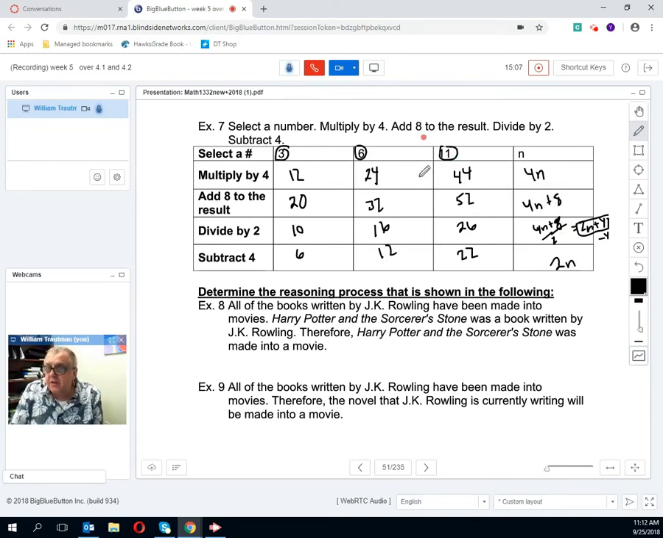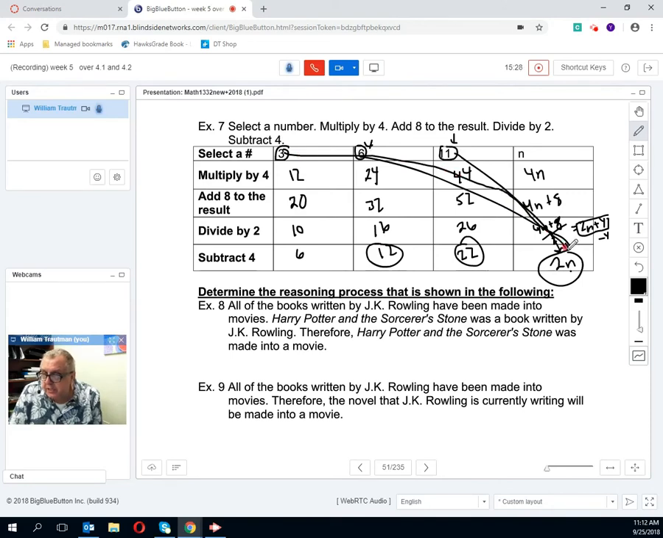So let's verify that. So here's my final answer, 2n. If I start with 11 and put 11 into the n, 2 times 11 is 22. You see? 6 times 2, put the 6 into the n. 2 times 6 is 12. Put the 3 into the n. 2 times 3 is 6. And it just says, show that that's all true.